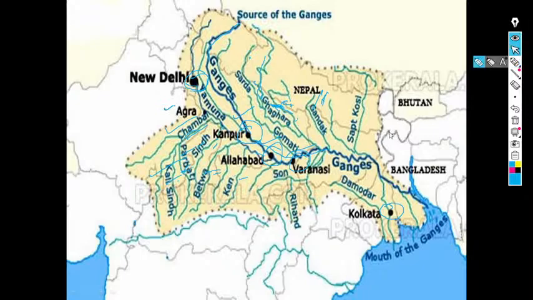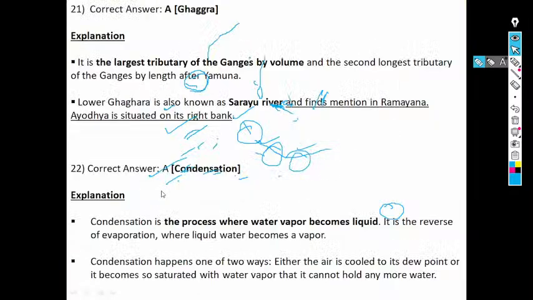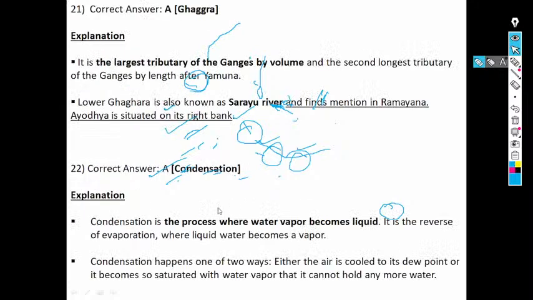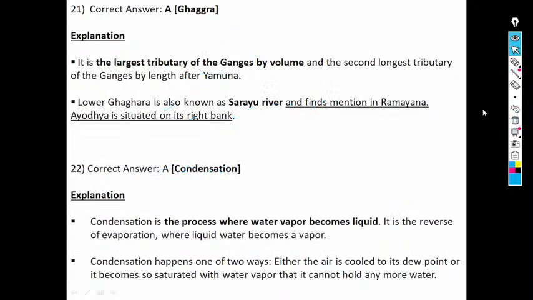So next, see here. A question: mist is formed as a result of what? How is mist formed? Mist is basically formed by the process of condensation, the process where water vapor becomes liquid. Particularly, it is the reverse of evaporation.